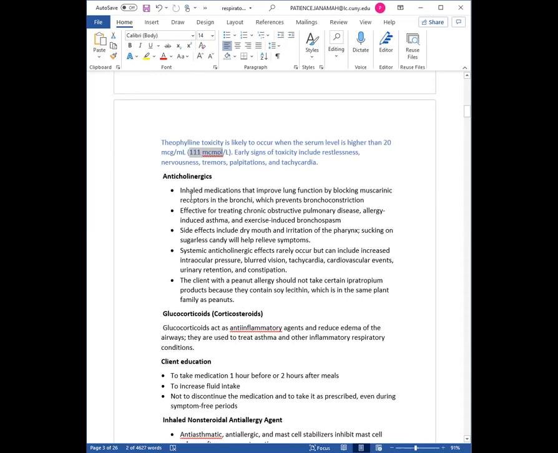Is there any antidote to theophylline toxicity? Let me check that. There will definitely be an antidote for that. I'm going to put it down. Antidote for theophylline. Thank you for reminding me of that.